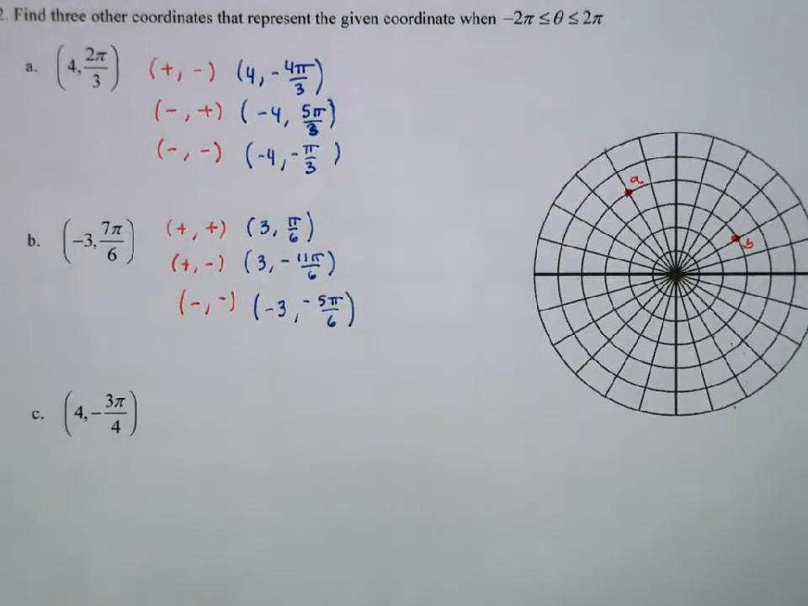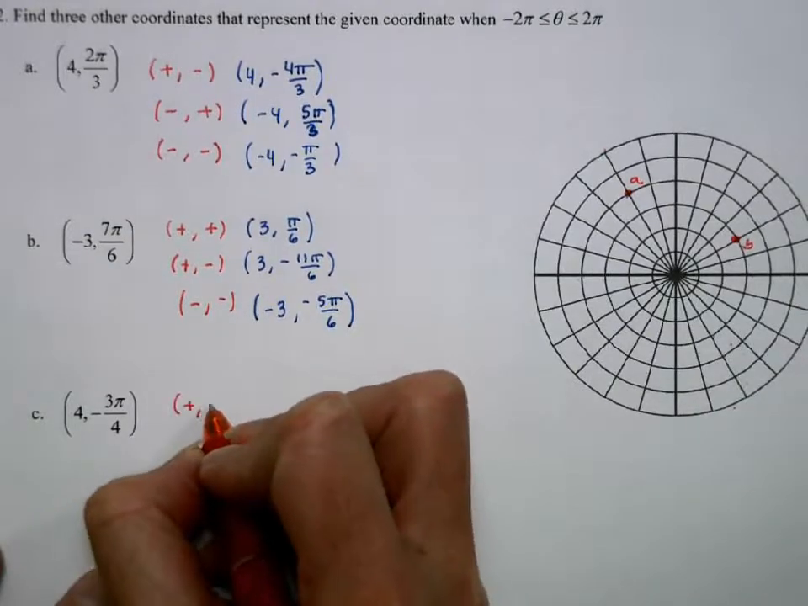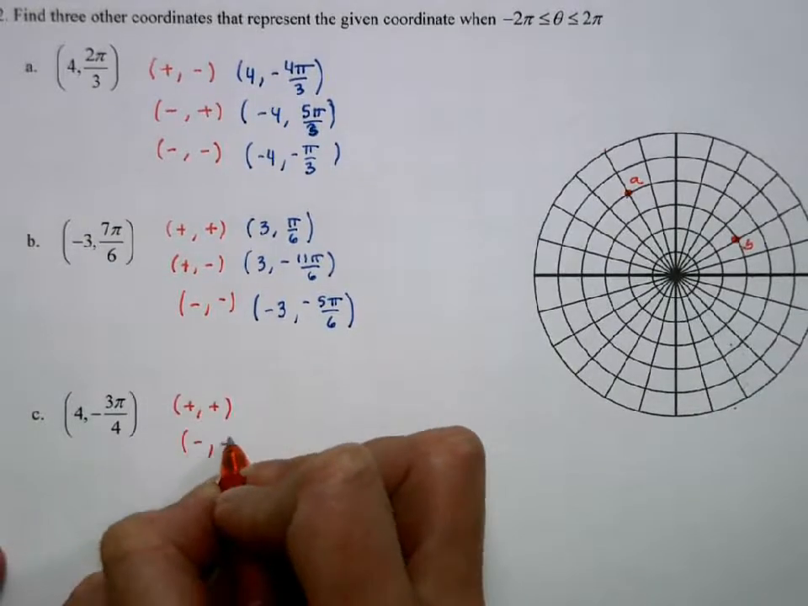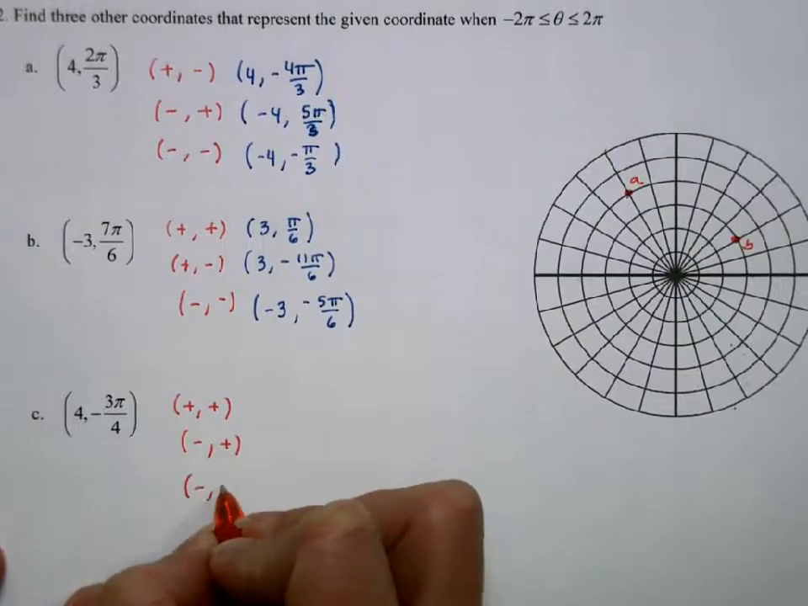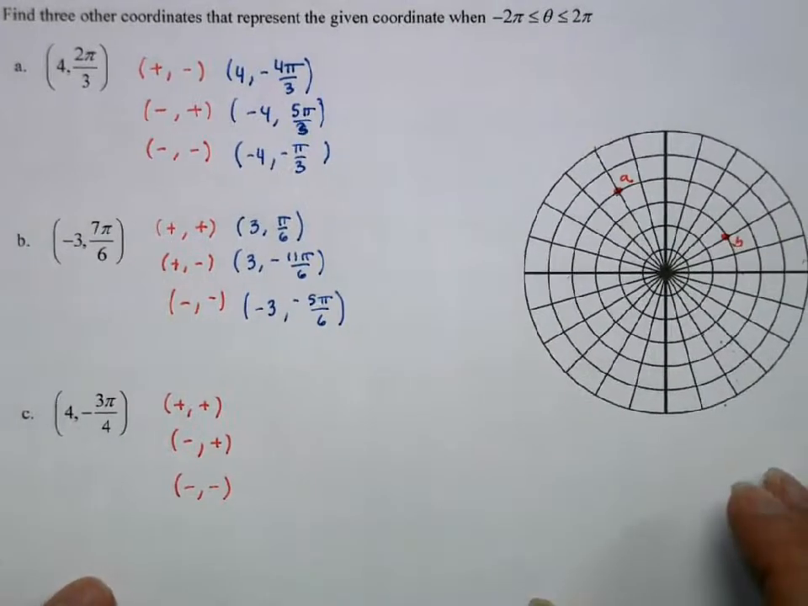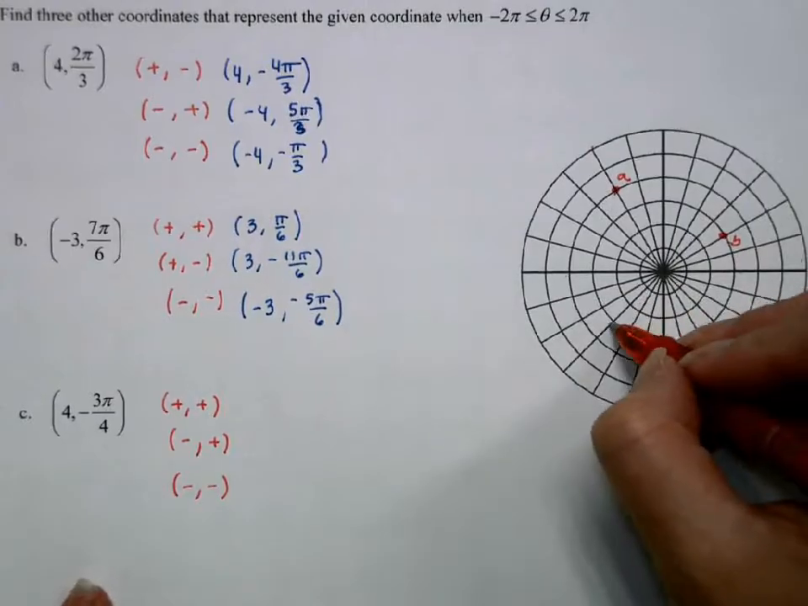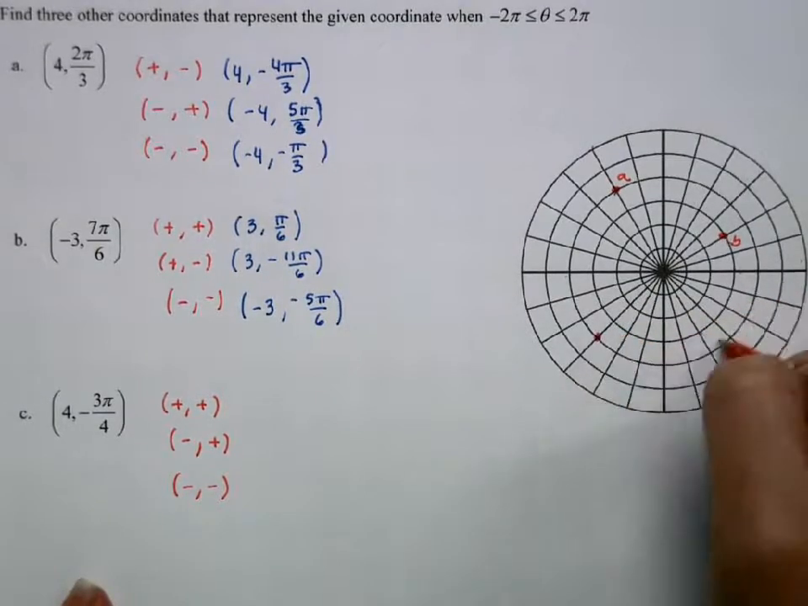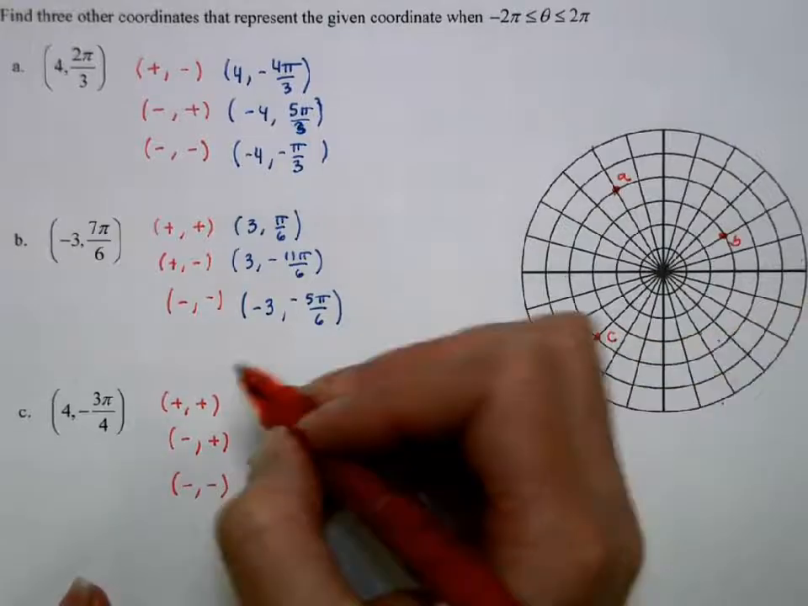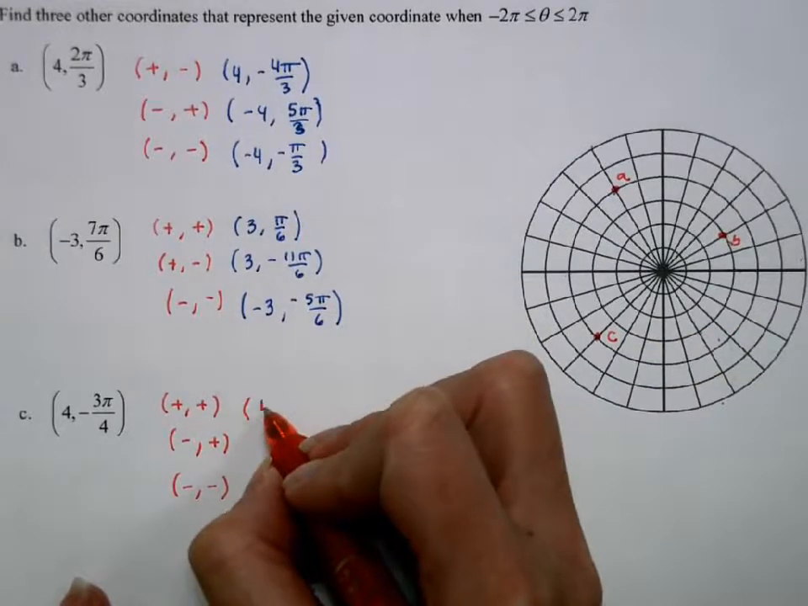My last one is for negative 3 pi over 4. So I'm looking for the positive positive, the negative positive, and again the negative negative. So start by graphing. Okay, so negative 3 pi over 4 is here. So my positive positive will be a positive 4.